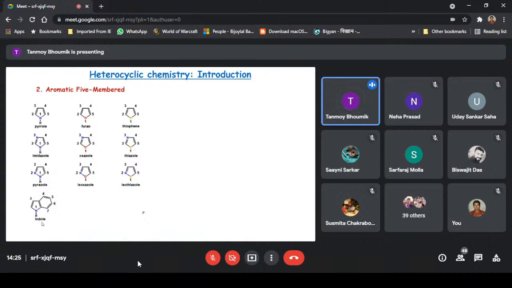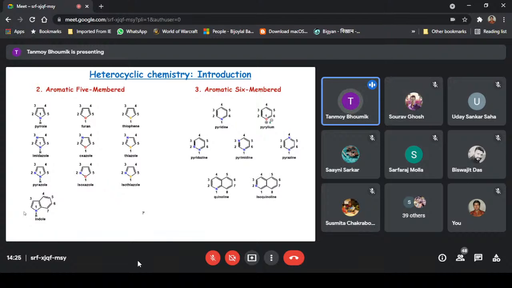There are also heterocyclic aromatic compounds, the 5-member aromatic compounds. These are pyrrole, furan and thiophene. These are very important 5-member aromatic compounds, and there are also benzo-fused compounds. This is indole, a benzo-fused aromatic 5-member ring. This is the indole compound also.